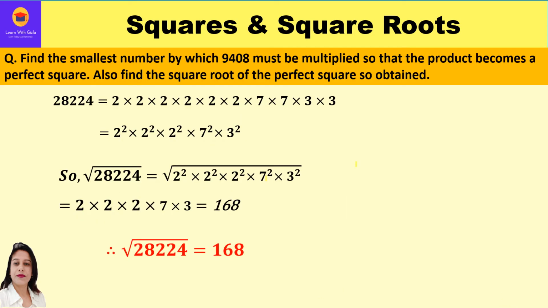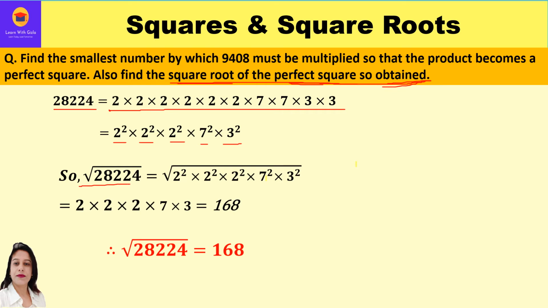Now, after getting a perfect square number, that is 28,224, we also have to find the square root of the perfect square so obtained. It is given in the question. So here we are going to use the prime factorization method to find the square root. First of all, we will write all the prime factors of 28,224 in the product form, and then we will make pairs. So 2 into 2 is 2 square, 2 into 2 is 2 square, 2 into 2 is 2 square, 7 into 7 is 7 square, and 3 into 3 is 3 square.